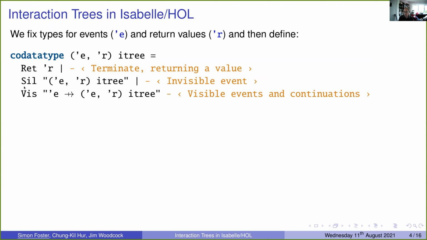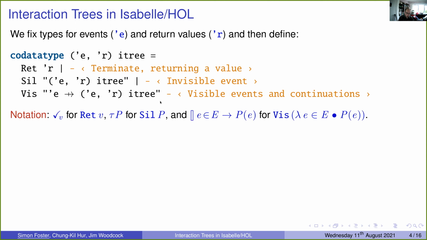We can do an invisible silent event, Sil, and then we behave as a successor interaction tree. And finally, we have visible events. Here we have a partial function, so this arrow means a partial function from events to interaction trees. The idea is that every event can have a maximum of one continuation that may follow it. So this is like a menu of possibilities: these are the enabled events, and then the interaction trees that occur after this event is chosen, should it be chosen.